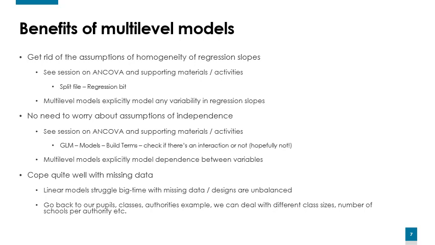And finally, one benefit of using a multi-level model is that they are much better at dealing with missing data. Linear models like ANOVA, ANCOVA, MANOVA, they really struggle with missing data, or if the designs are unbalanced. So if we think back to our pupils example, we've got pupils, classes, authorities. What we can deal with in the multi-level model is that there were different class sizes, different numbers of pupils contributing to each class, maybe different numbers of classes contributing to each school, different numbers of schools per authority.